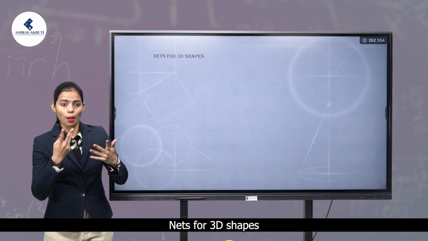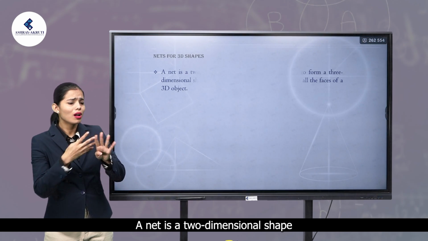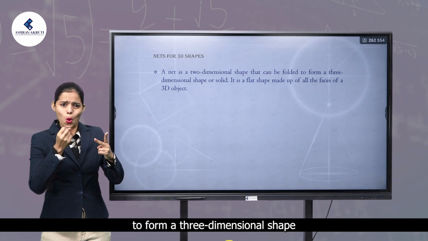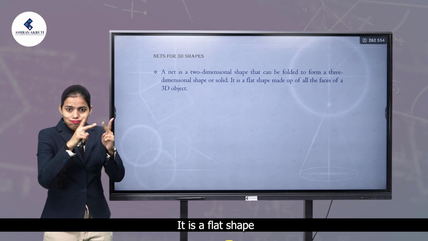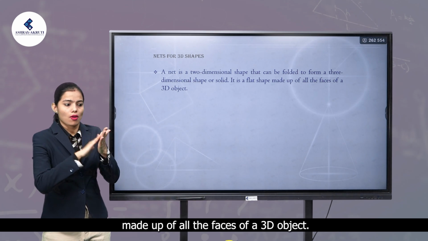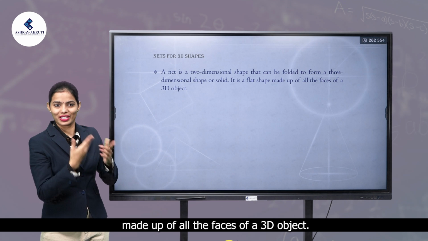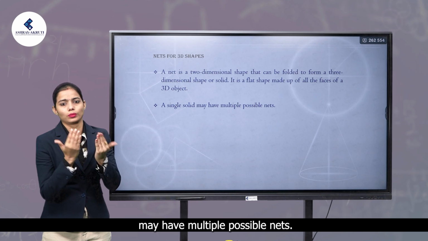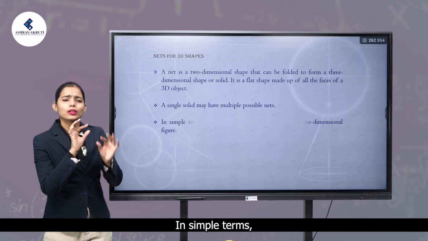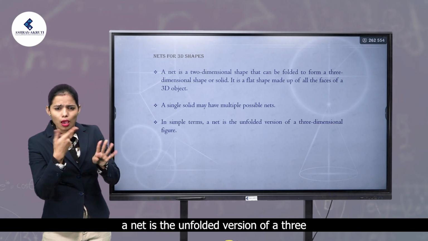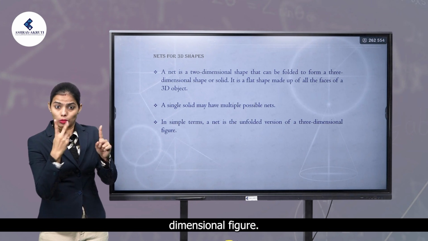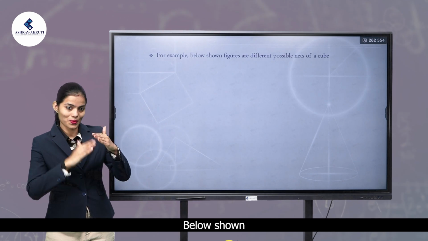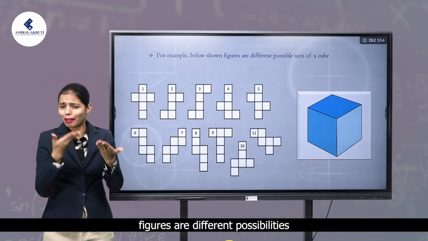Nets for 3D shapes. A net is a 2-dimensional shape that can be folded to form a 3-dimensional shape or solid. It is a flat shape made up of all the faces of a 3D object. A single solid may have multiple possible nets. In simple terms, a net is the unfolded version of a 3-dimensional figure. For example, below shown figures are different possible nets of a cube.